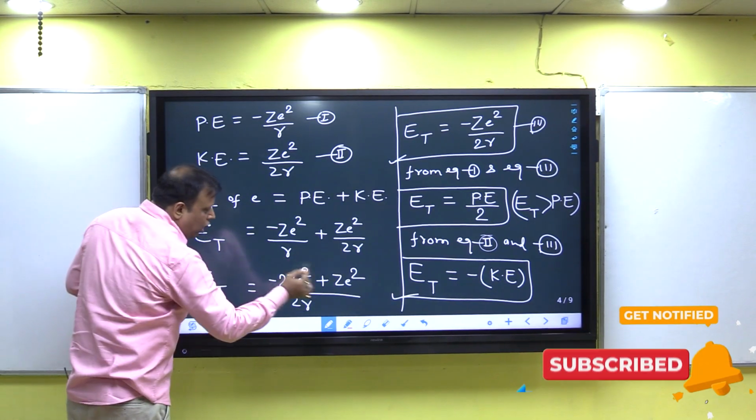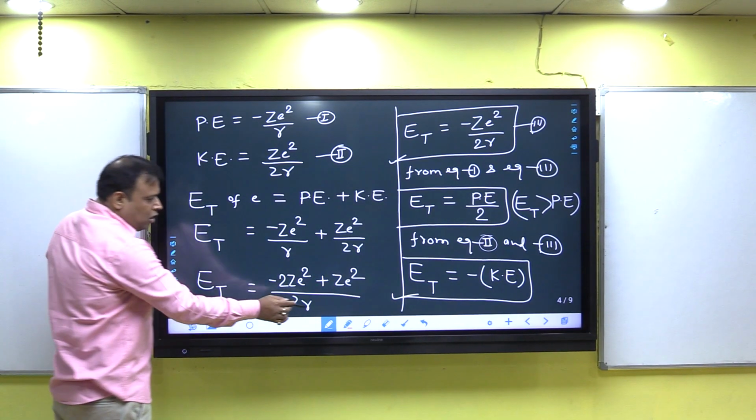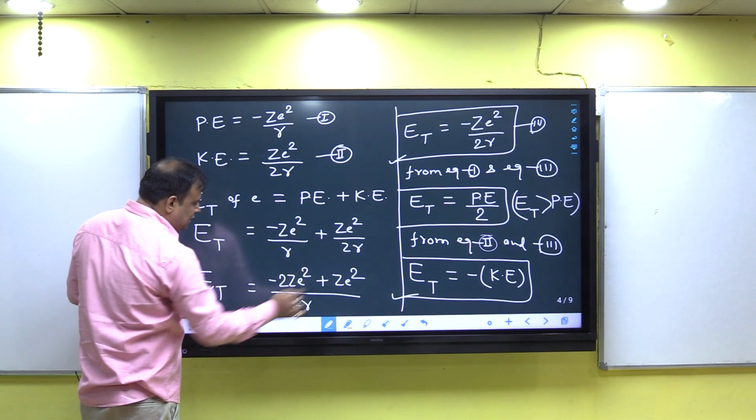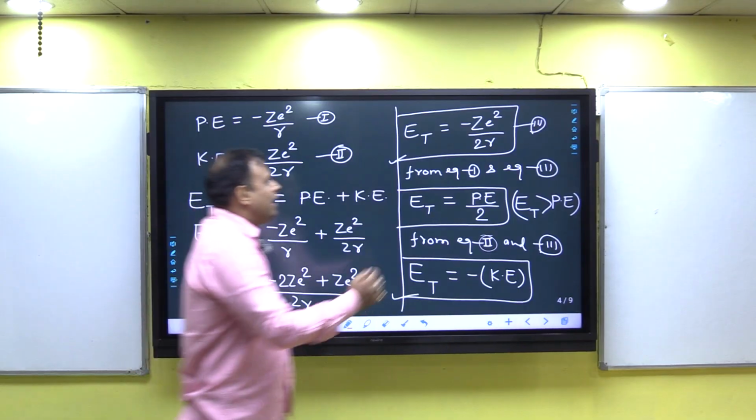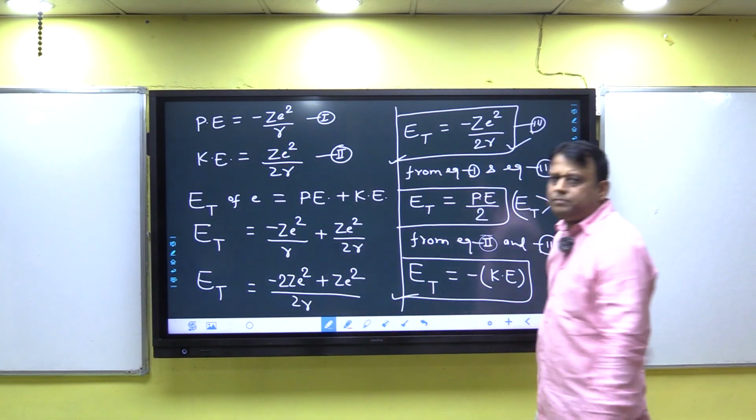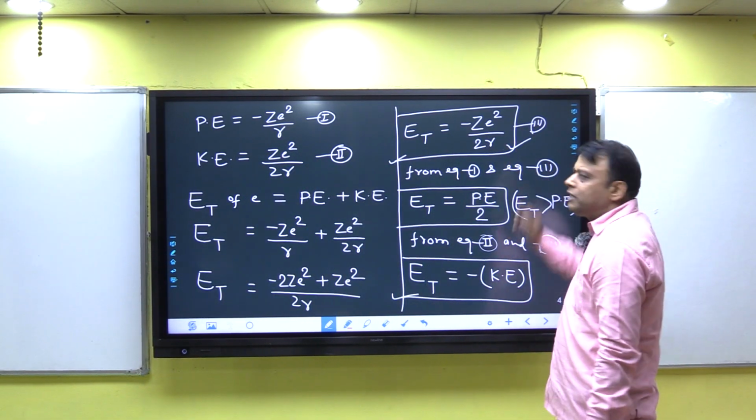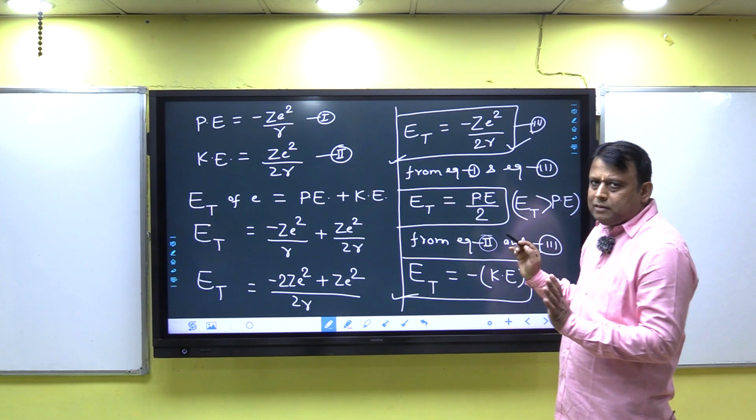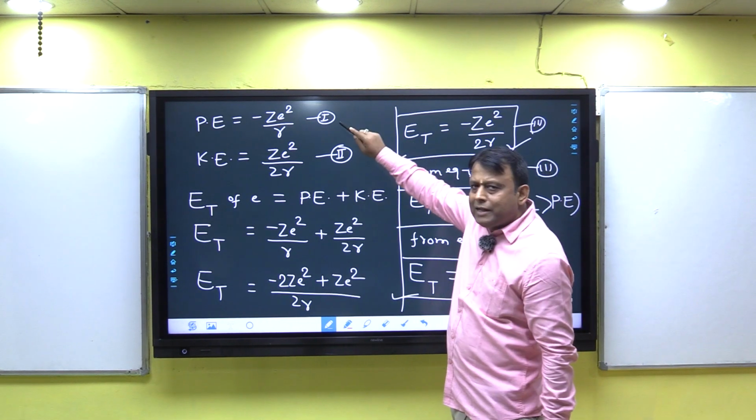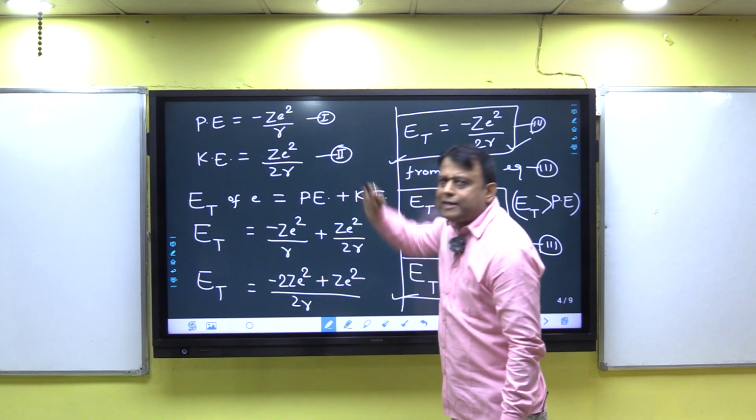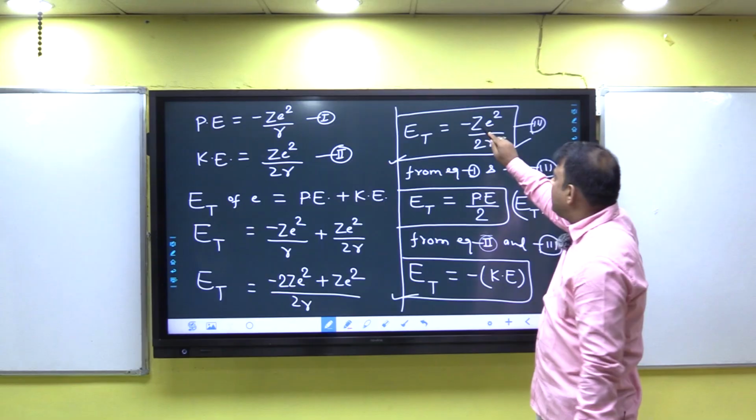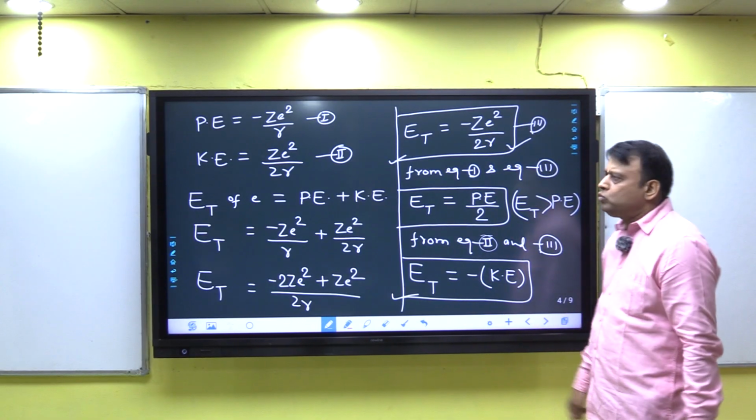Take the LCM of both denominators, 2R. It will be minus 2Ze² plus Ze², and after calculation the total energy is minus Ze² by 2R. Clear? Again, potential energy is minus Ze² by R, kinetic energy is Ze² by 2R, and total energy is minus Ze² by 2R.